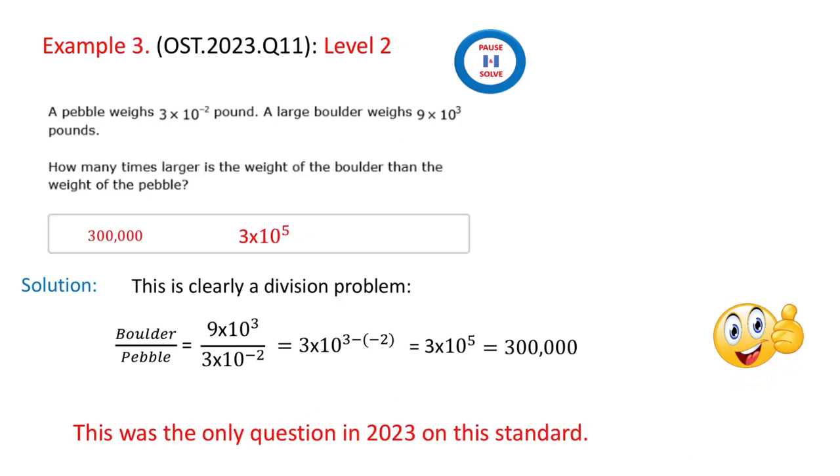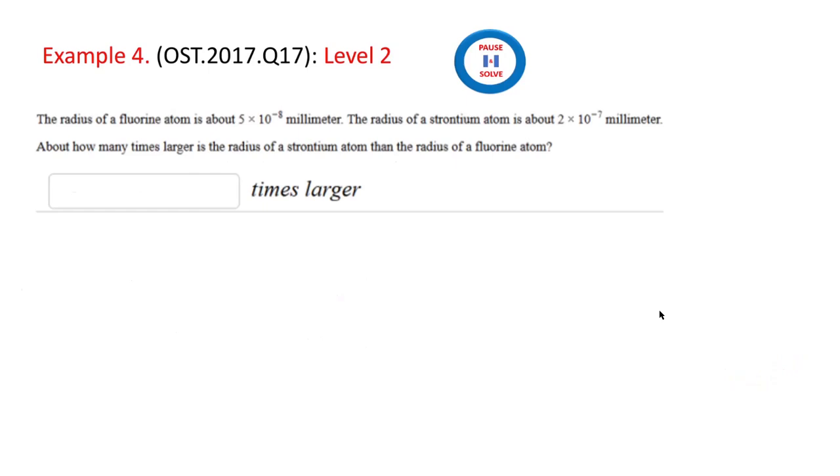This was the only question in 2023 on this standard. This is a level 2 question, the same as the one before. The radius of a fluorine atom is about 5 times 10 to the power negative 8 millimeter. The radius of a strontium atom is about 2 times 10 to the power negative 7 millimeter. About how many times larger is the radius of this one here? The strontium is larger, so that should go on the numerator, than the radius of the fluorine atom. Those are chemical elements. So you set it up this way.